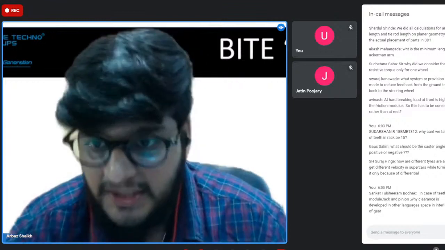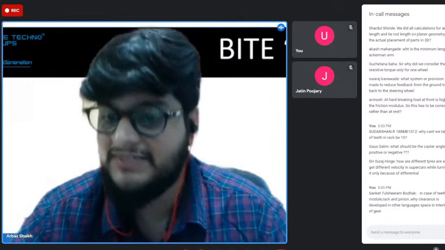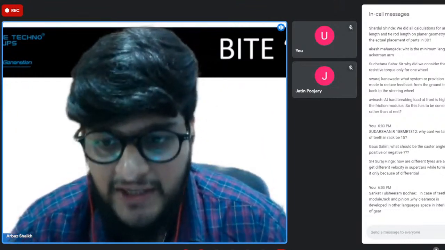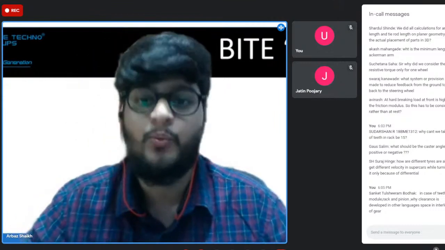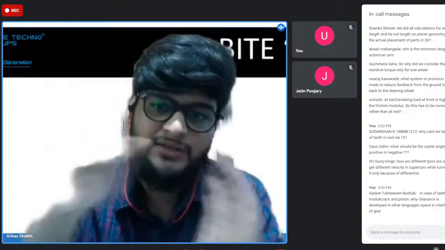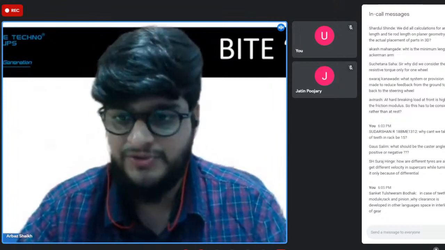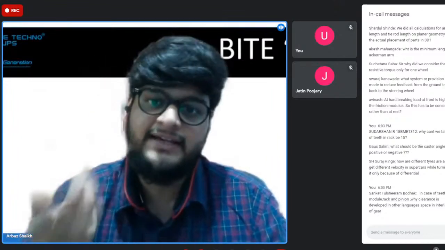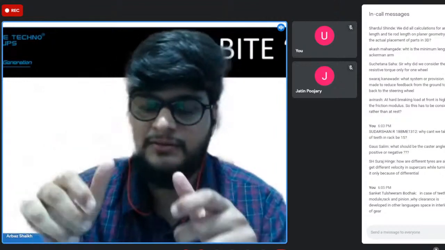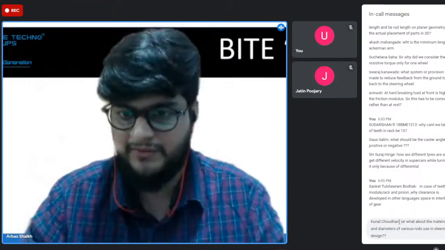Yeah, Suchetana Saha is asking a very good question. Why do we consider the resistive torque of only one wheel? That's a very good question. Nobody asked it till now, I'm surprised. When we calculated the steering effort, we calculated for one hand. So that's the steering effort you need to apply with one hand. If you use two hands, you can apply more effort, up to 200 to 300 Newton. So if I calculate for one wheel, I get the effort required by one hand, and that is definitely going to be more than the effort I can apply with both my hands. So that's why we consider only one wheel.